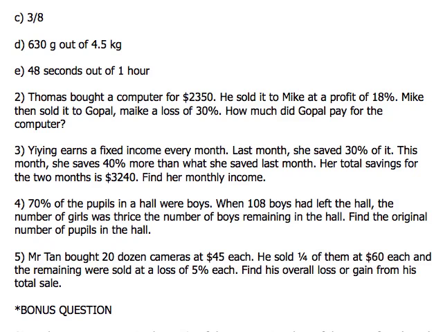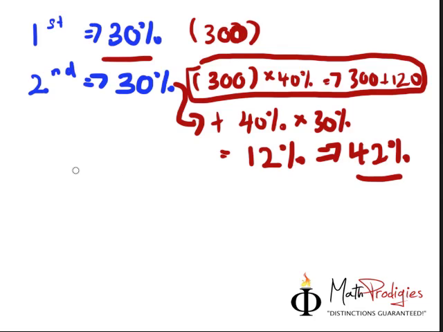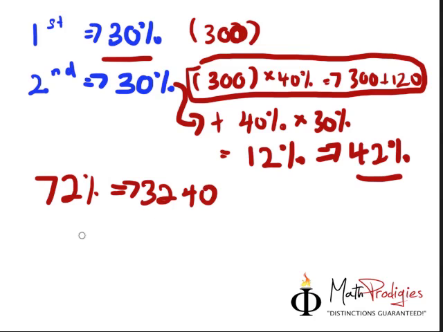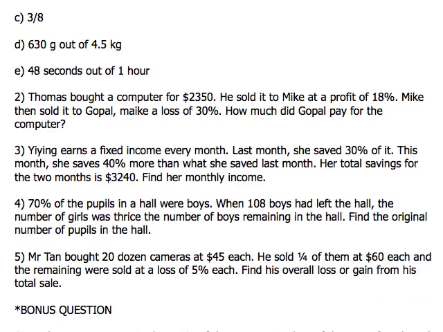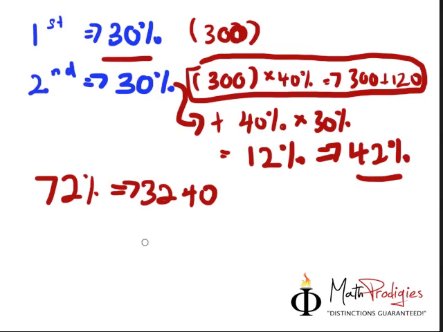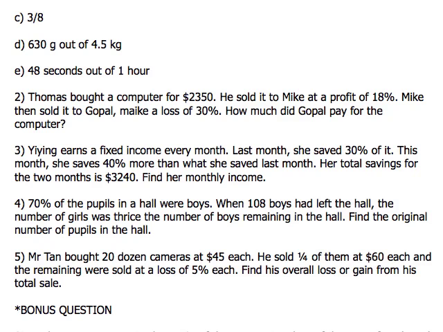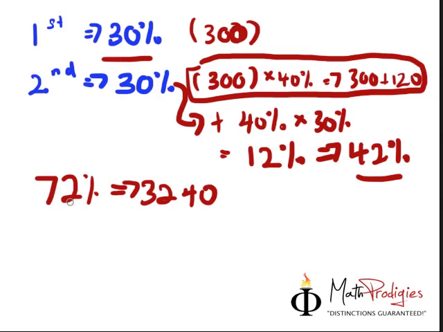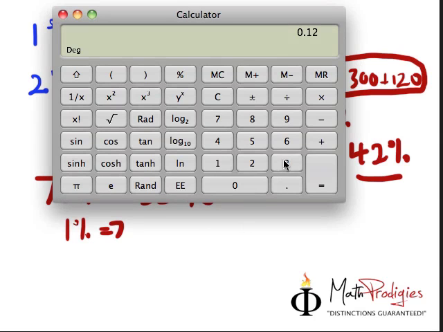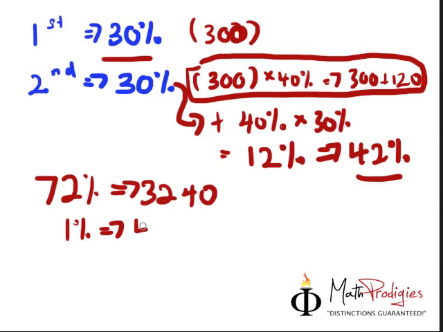The question is, her total savings for the 2 months is 3240. So altogether, 30 plus 42 gives me 72%. It's the same as 3240. So I need to find out her monthly income. So 72% is 3240. Therefore, 1% is what? 3240 divided by 72 units. That means 1% is $45.